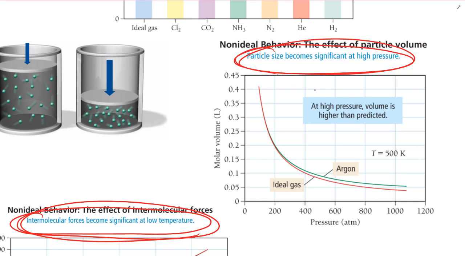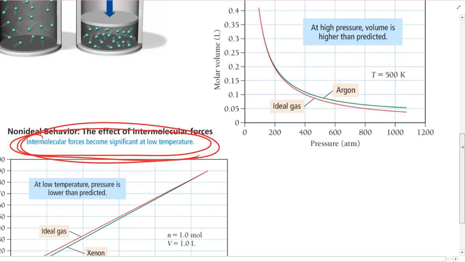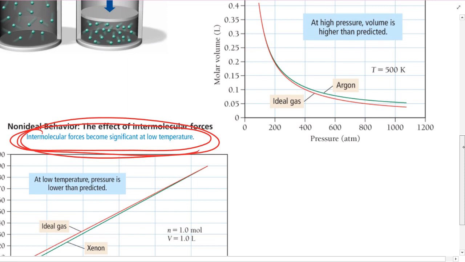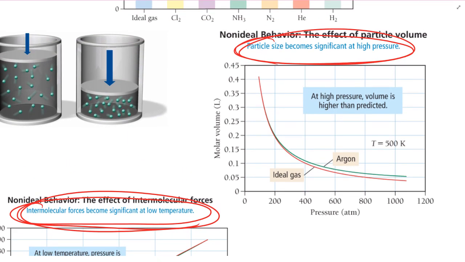So particle size, again, is important at high pressure. Intermolecular forces are something that is important at low temperature. Again, at high pressure, they are significant because once you start compressing them, these spaces between them become a lot smaller.